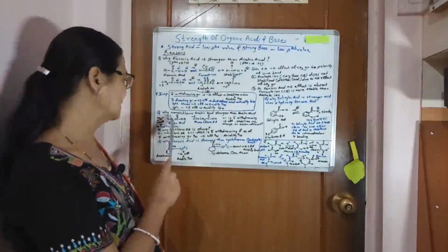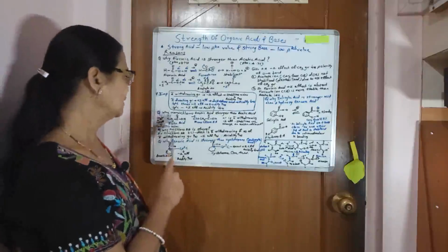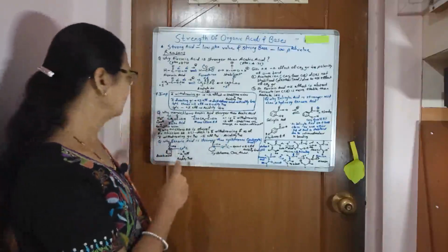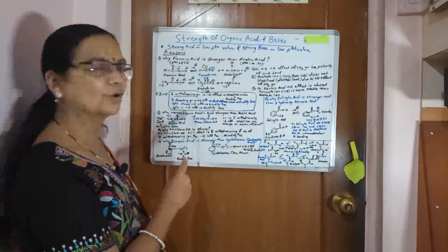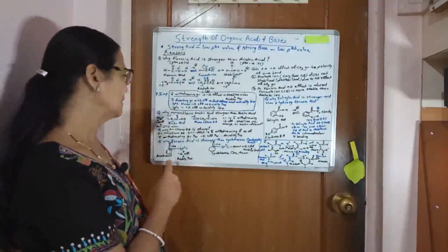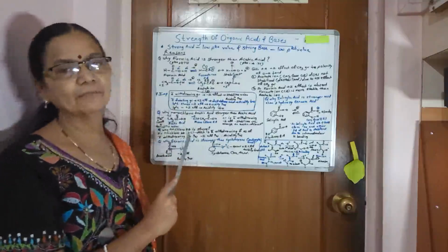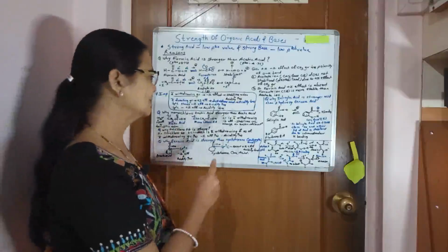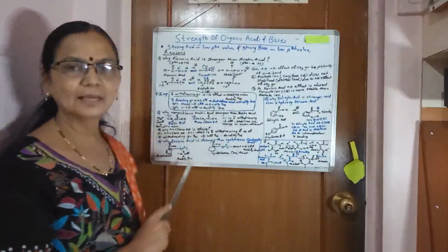While in acetic acid, for the same reason, the methyl group is electron donating in nature. Therefore, whenever the anion gets formed, its conjugate base does not get stabilized due to the plus I effect of the methyl group, and therefore monochloroacetic acid is stronger than acetic acid.